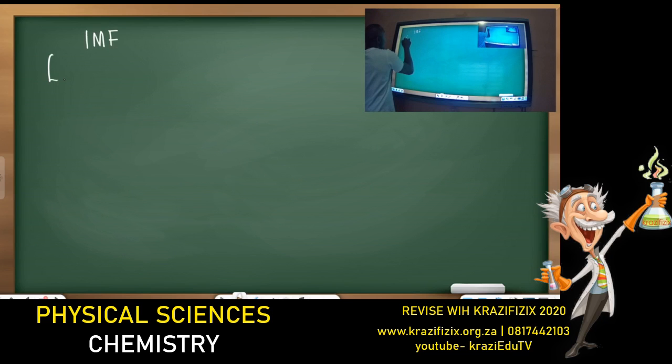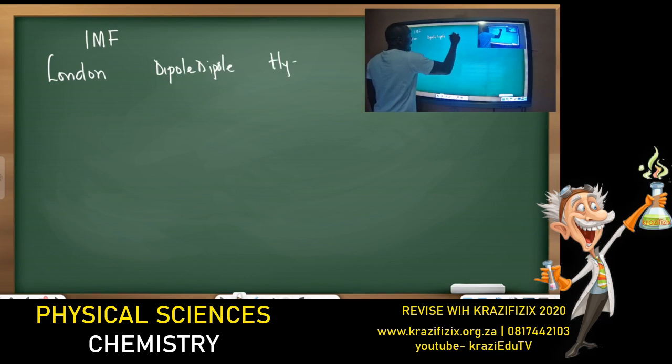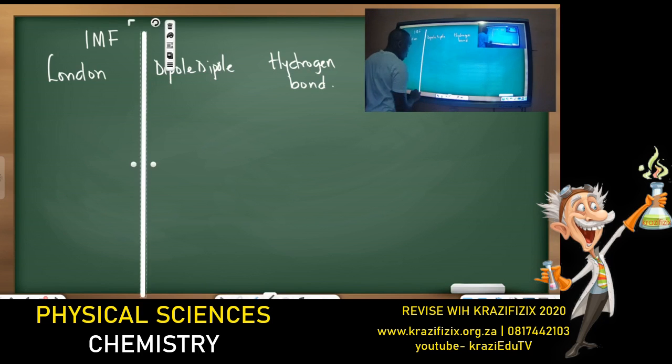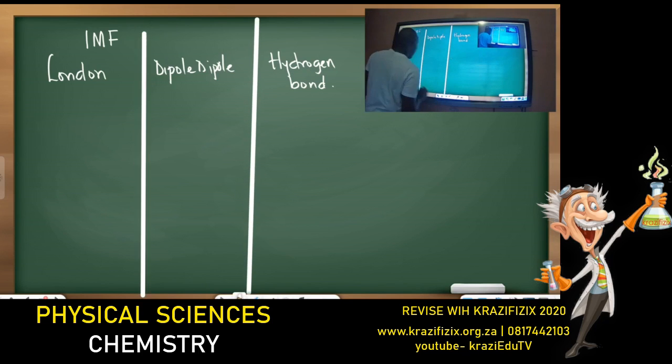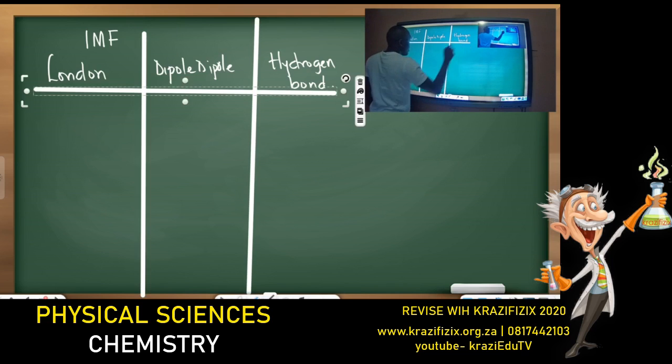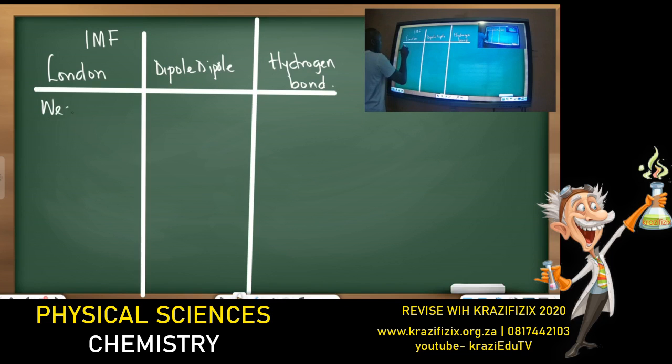There are 3 of them, and we know what we have. We have London. We have dipole. And we have hydrogen bond. I like to look at it this way. Just going to write here. This is the weakest. Let's draw that. This is the weakest. So this is just a crash course. And this is the strongest. So obviously, dipole is just in between.